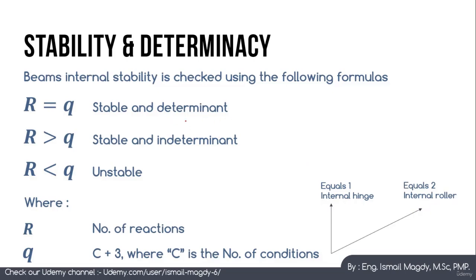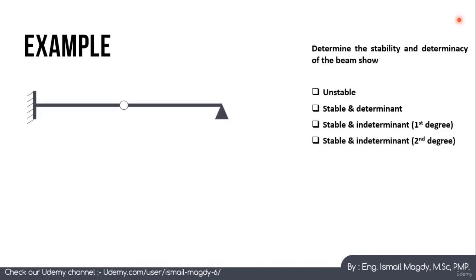For a beam to be determinate means that you can calculate the reactions of the supports using only the three equations which we know: sigma moments at any point equals 0, sigma forces in the y direction equals 0, and sigma forces in the x direction equals 0 also. So let's check an example on this. Here we have this example, and we want to determine the stability and the determinacy of this beam.